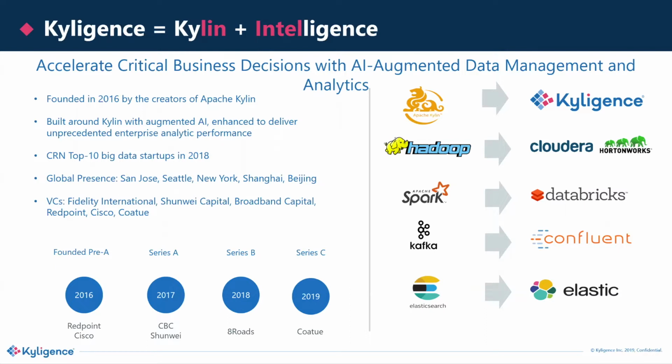So around 2016, the creators of Apache Kylin built this solution called Kyligence, which is Kylin and intelligence, which means that it has an AI augmented engine, which is always working in the background to enhance the cube, the model, the data management, and so on. It has been rated as one of the top 10 big data startups, and we have a global presence in San Jose and Shanghai with headquarters in San Jose and Shanghai, and then offices in Seattle, New York, and Beijing.